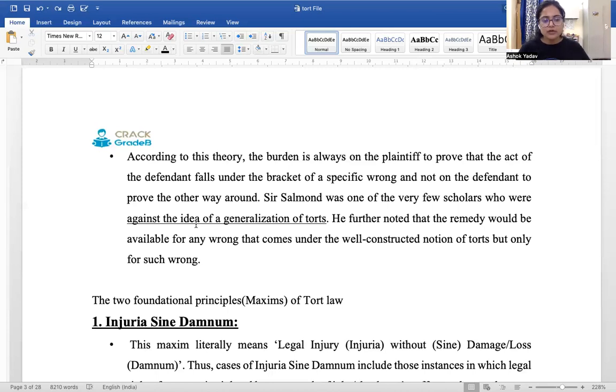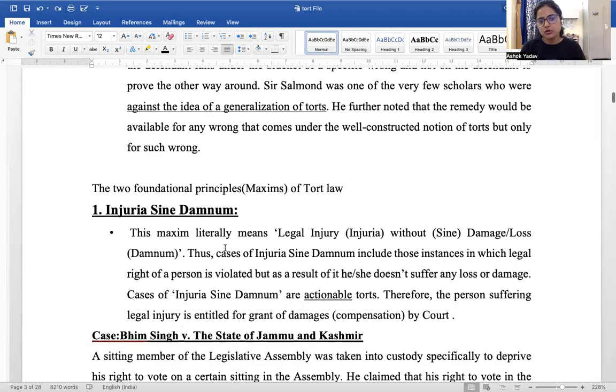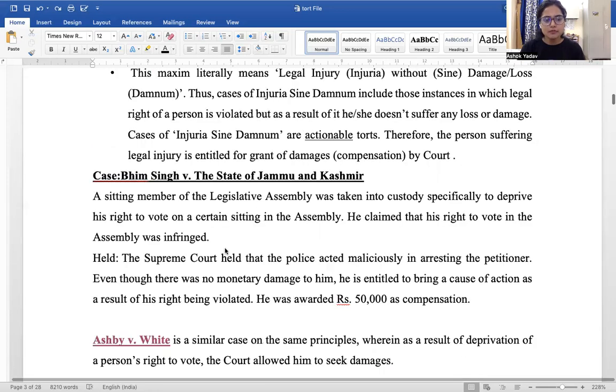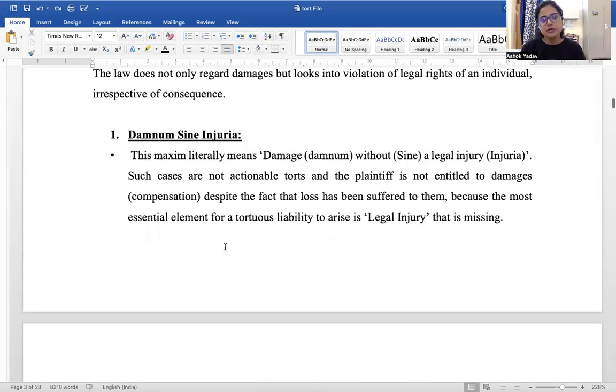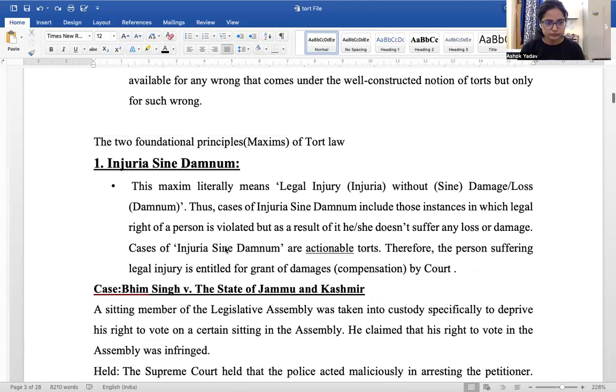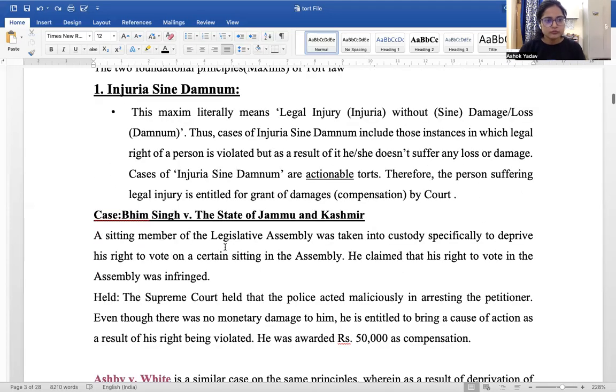Now, there are two foundational maxims of tort, or you can say two very important principles that we study in law of torts. The first one is injuria sine damno, and the second one is damnum sine injuria. Let's study the first one, that is injuria sine damno.